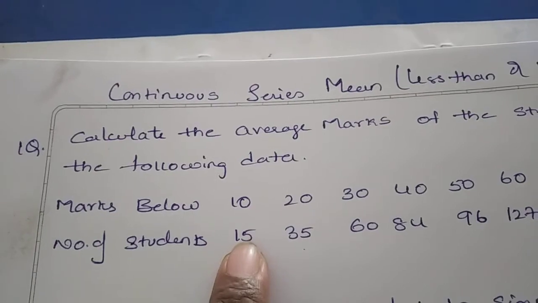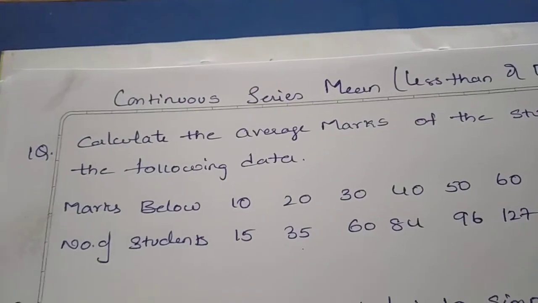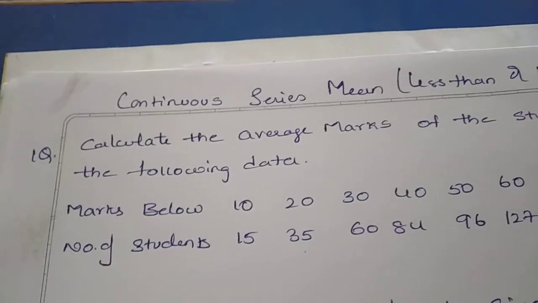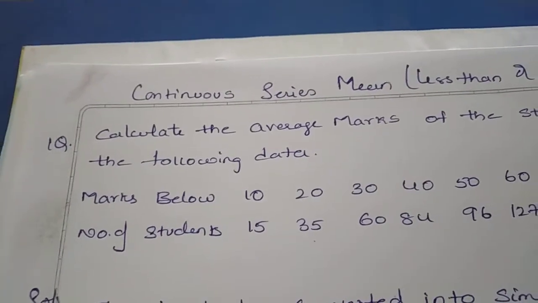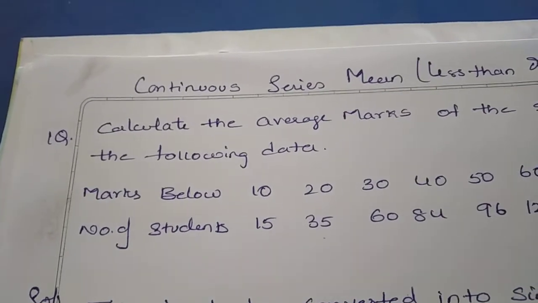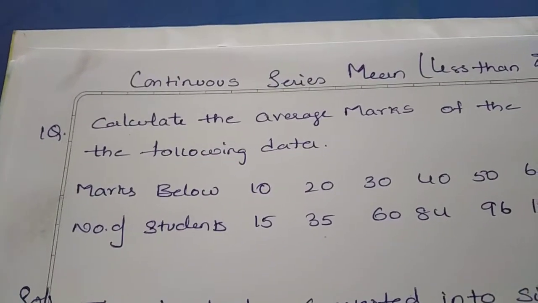Number of students, how many students are there here? 15 students are there. Okay, that is okay. But for 0 to 20, how many students are there here? 35 students are there. But we have already divided 0 to 10. For 0 to 10, how many students are there? 15 students are there. So now what is required for us?